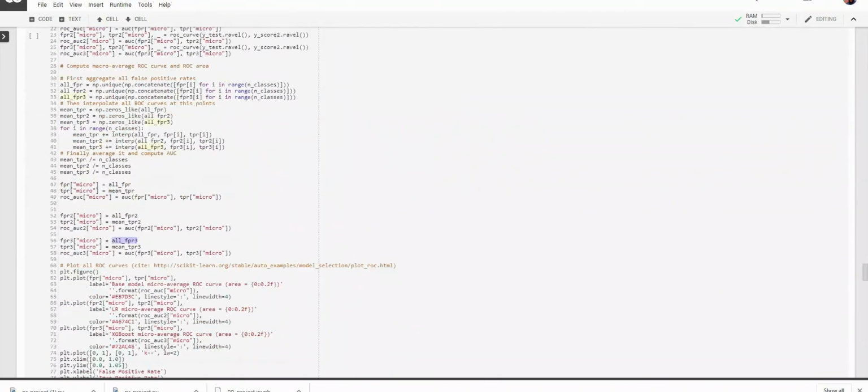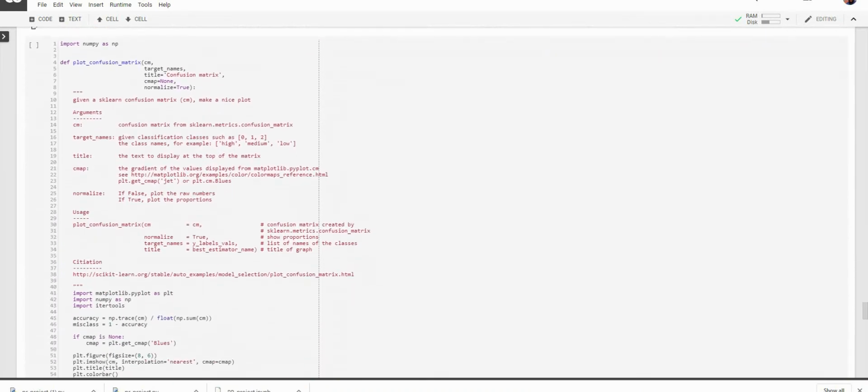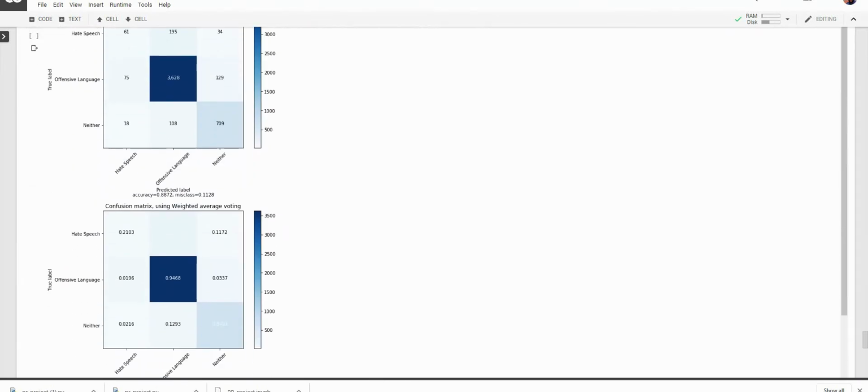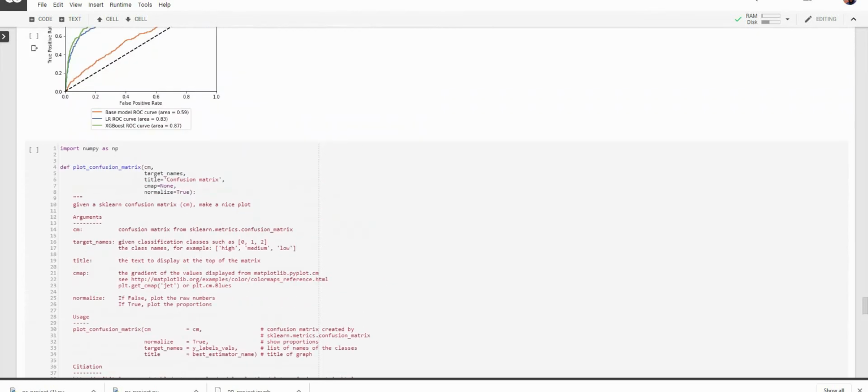So at the end, I got some results: the ROC curves, the area under the curve, and I also got the confusion matrices from here. I mean, this confusion matrix is the same as this one, except that this one is the normalized one.